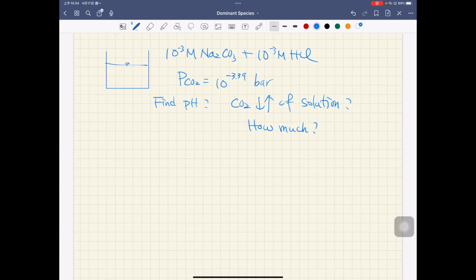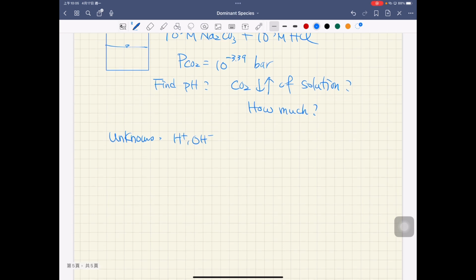To solve this question, you always go back to the procedure I told you. The first step is to list the unknowns you have in your system. The unknowns are the concentrations I don't know. I asked you to write them in pairs. So you write water first: H plus and OH minus. We don't know the pH, so I need to find it.